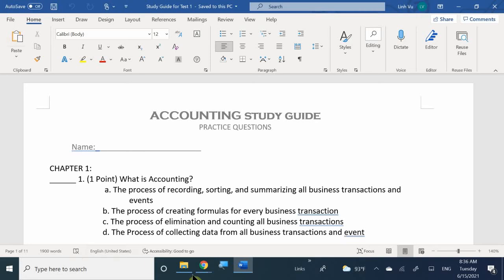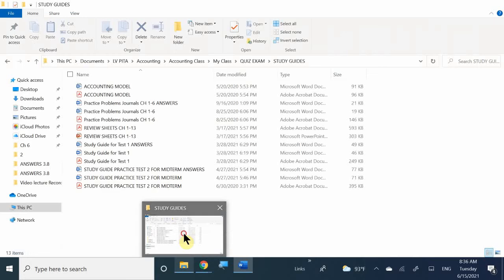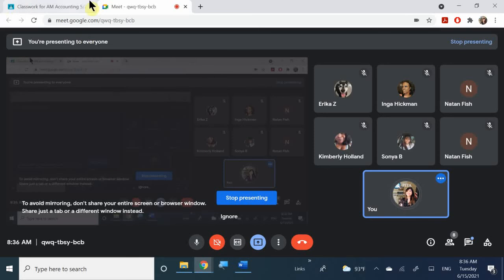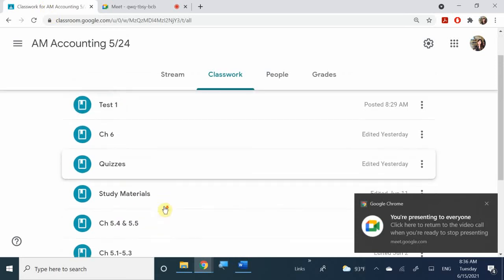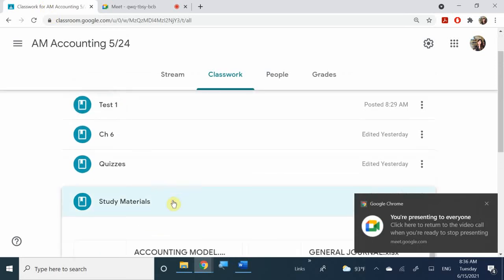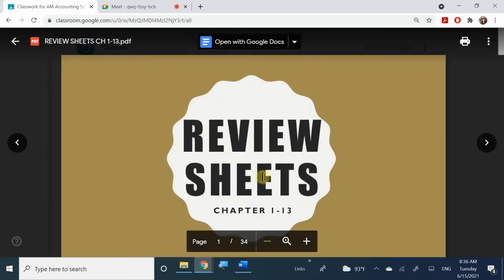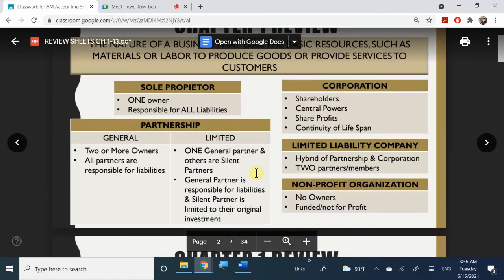Let me go ahead and grab my review sheets open. For chapter 1, all I really want you to know is just the very, very basics, at least the general idea of what accounting is, okay? So I'm going to go over this. So chapter 1, as you can see, there's a lot of information in chapter 1.